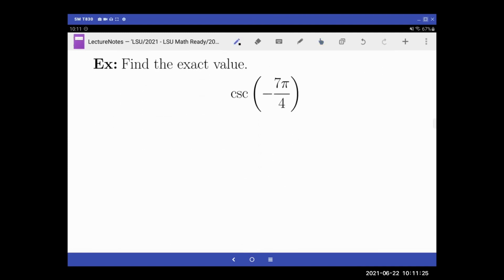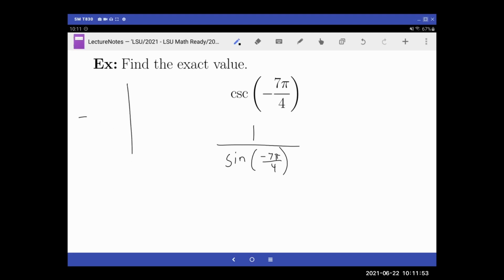Okay, let's do another one like this. Cosecant of negative 7 pi over 4. We've got a little bit going on here. Remember, cosecant is the reciprocal of sine. So if I find sine of negative 7 pi over 4, then I can just find its reciprocal and I'm good to go.